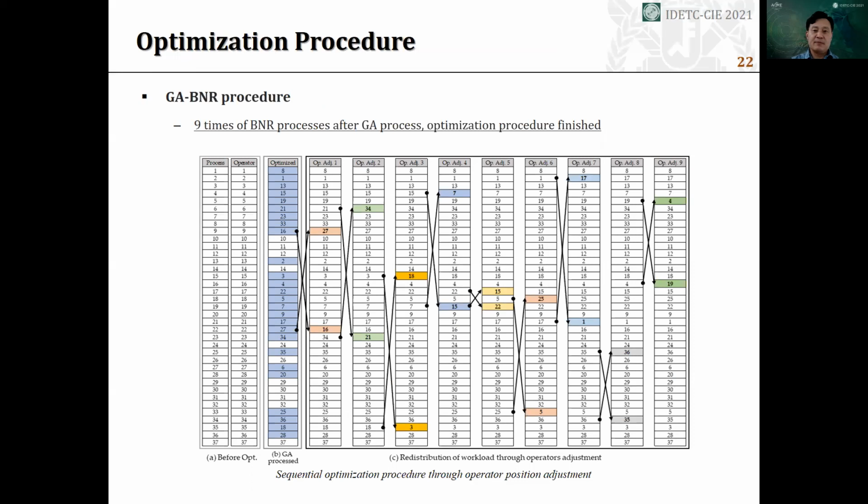As described above, genetic algorithm optimization was first performed, and then bottleneck removal was followed. The bottleneck removal was conducted by alternating the operator of the largest bottleneck point with the operator of the point satisfying the constraints. After the bottleneck removal for the target line was performed 9 times, it was no longer possible to find a combination that satisfies the constraint.